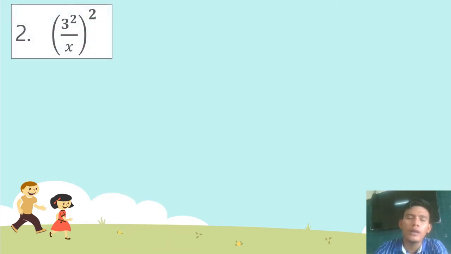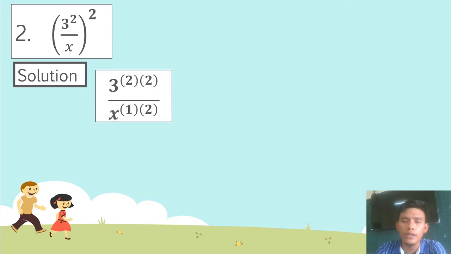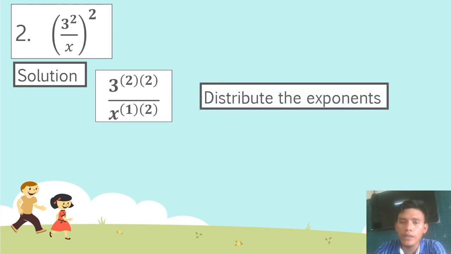Example number 2. Quantity 3 squared over x, quantity raised to the exponent of 2. Solution. Distribute the exponent, which is 2. You distribute 2 to this one and also to x. Okay. So when you distribute, that is a multiplication.